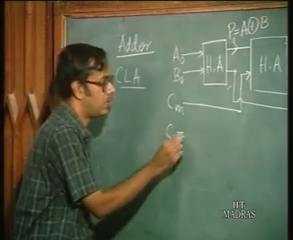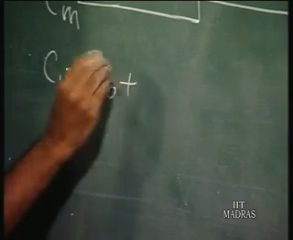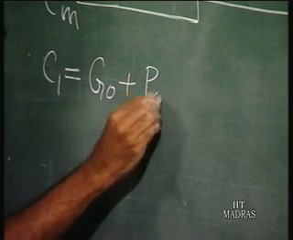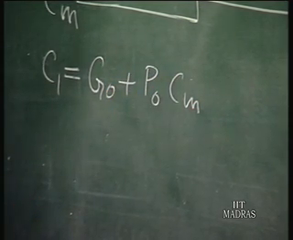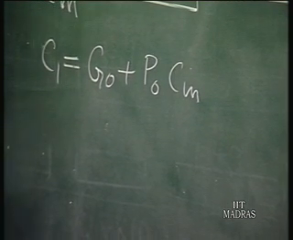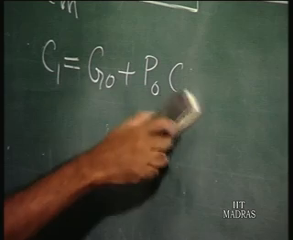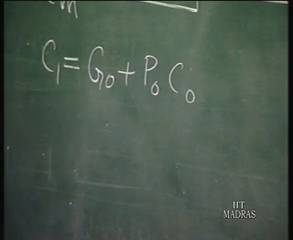So, what is C1? C1 is G0 plus P0 C in. I think we should call it C0, which is actually C in.